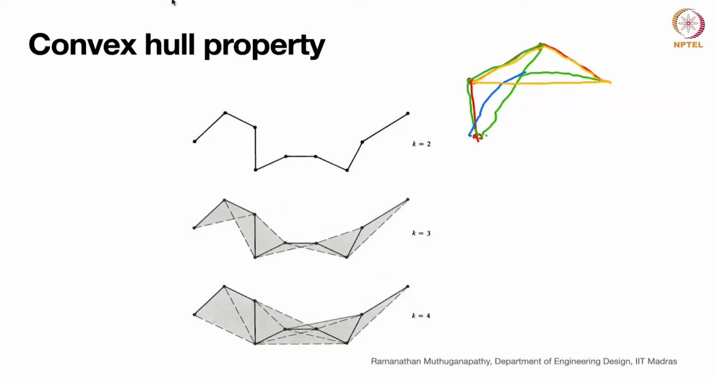So you cannot draw a curve like this. I don't have any color. Okay. So you cannot draw a curve like this. Why? Because it doesn't lie in the convex hull of k control points. Did you observe?